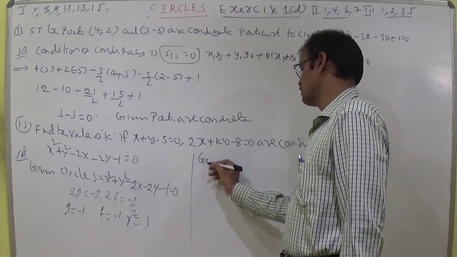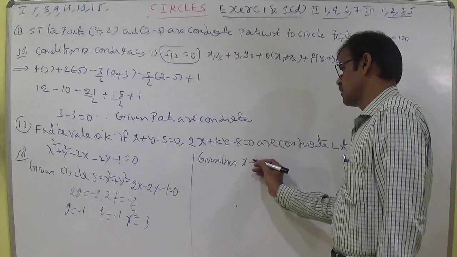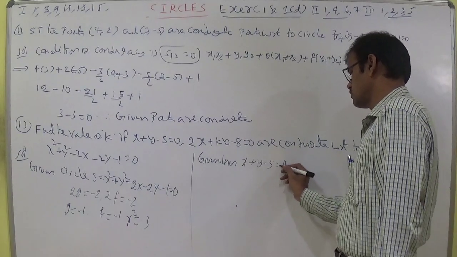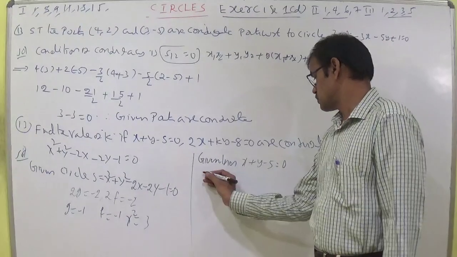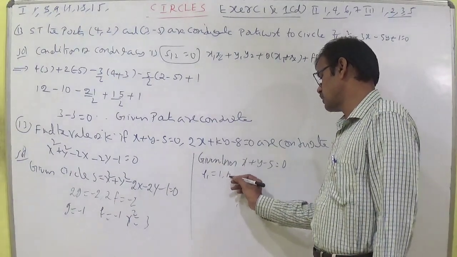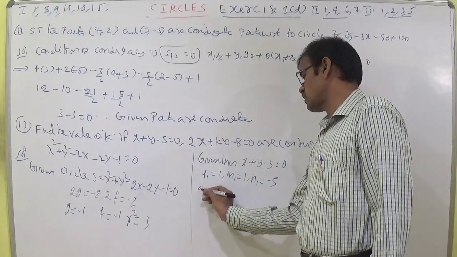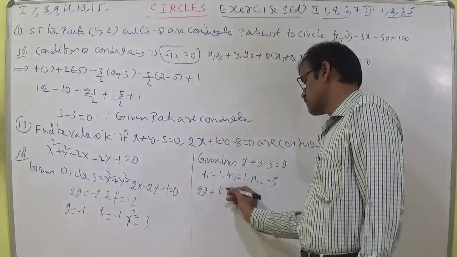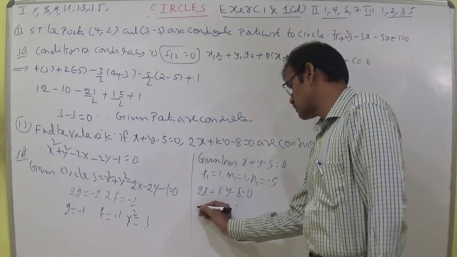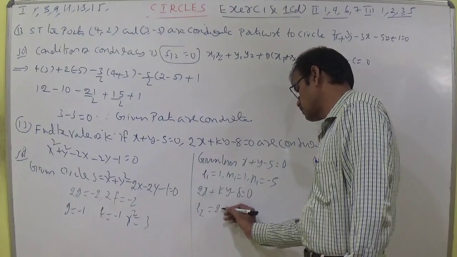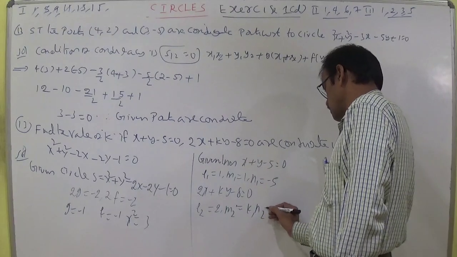Given lines: the first line x + y - 5 = 0, think of it as L1x + M1y + N1 = 0, so L1 = 1, M1 = 1, N1 = -5. Next, the second line 2x + ky - 8 = 0, think of it as L2x + M2y + N2 = 0, so L2 = 2, M2 = k, N2 = -8.